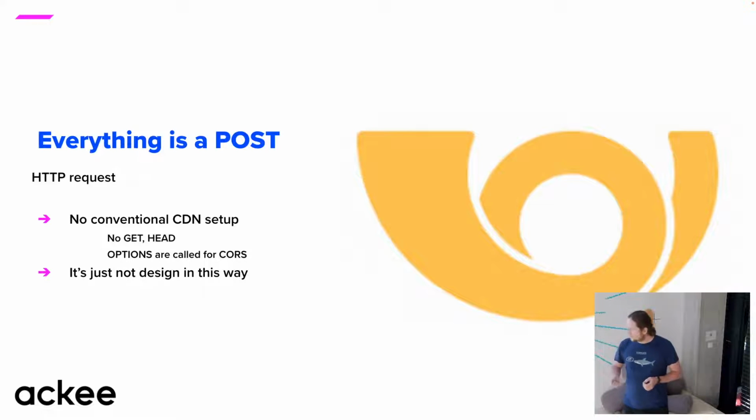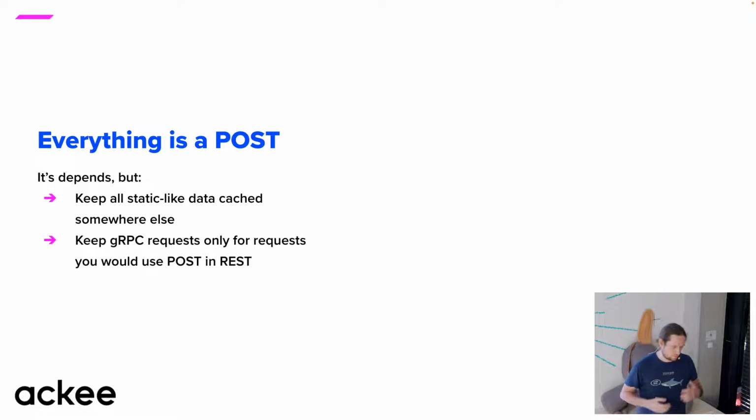Options are sometimes called, but they are not called for gRPC. They are usually called if you have an API on a different domain than your front end, so they are there just to negotiate some CORS headers. It's just not really designed in this way. So it kind of depends, but the general recommendation would be to keep all of your static data cached somewhere else, and just keep gRPC requests for the requests you would use POST for in REST in the first place.